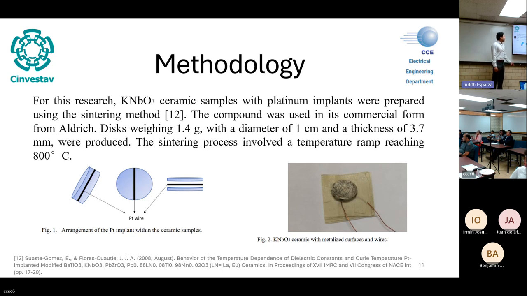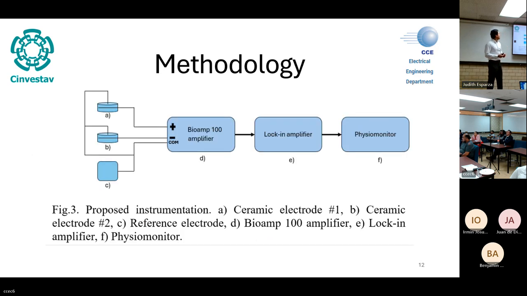In this figure, we can see the placement of the platinum wire, the platinum implant, inside the ceramic. And in the other figure, we can see one of our samples with the wires welded, one to the implant and the other one to one of the surfaces. This is the instrumentation we propose for acquiring bioelectric signals using these ceramic electrodes. You can see we use two ceramic electrodes connected to a BioAmp 100 amplifier, with a third electrode as reference electrode.